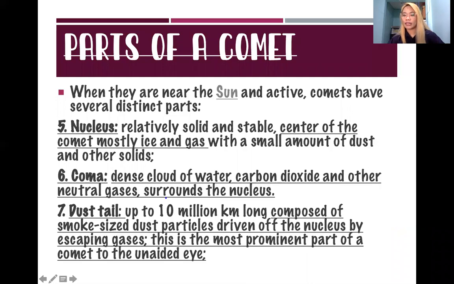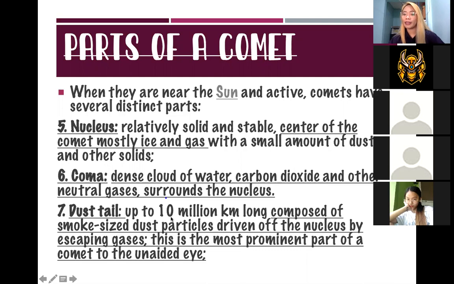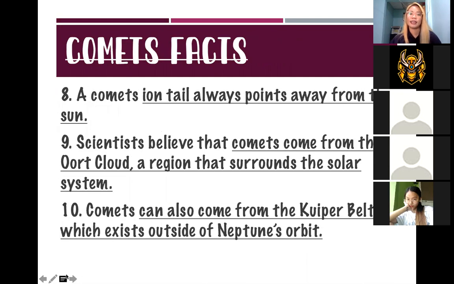So mukha lang siyang maliit, but actually a comet's tail can reach up to 10 million kilometers long. Ganon kahaba yung kanyang nakikreate na tail. Pero syempre, when we see it with our naked eye, hindi siya ganon kahaba or hindi siya ganon kapansin. Okay? And ayan, sabi niya dito, the tail always points away from the sun.